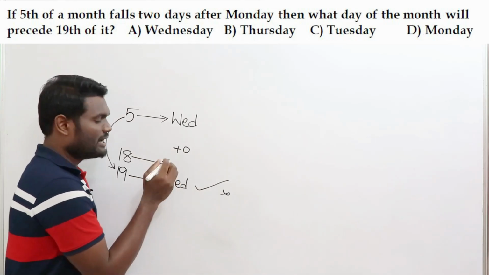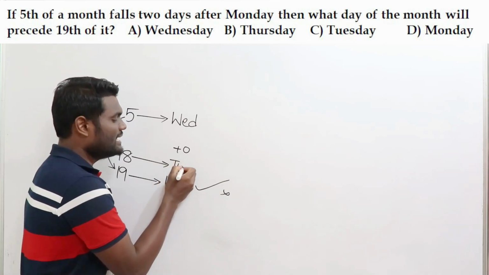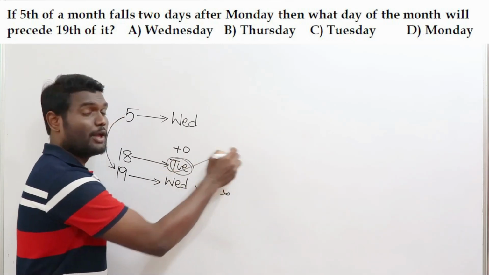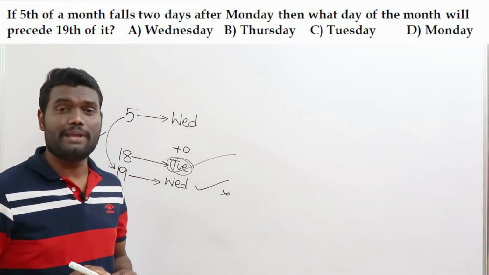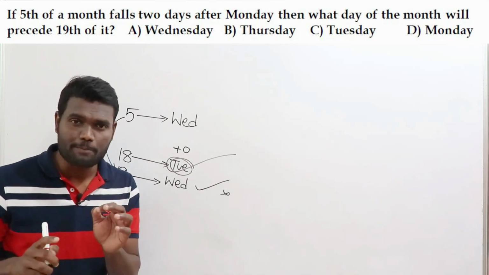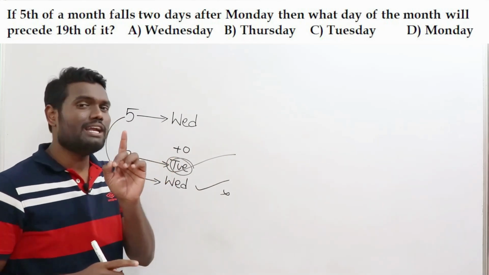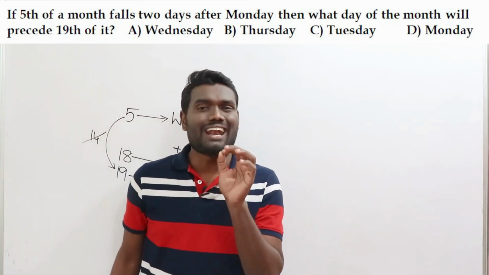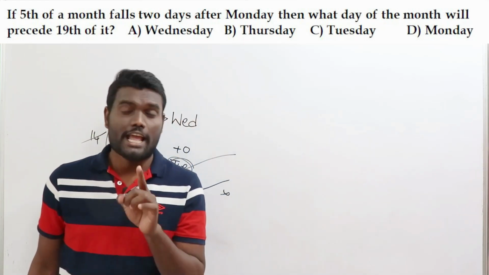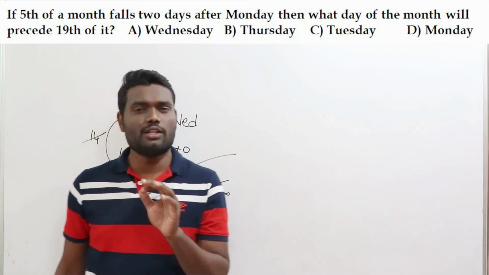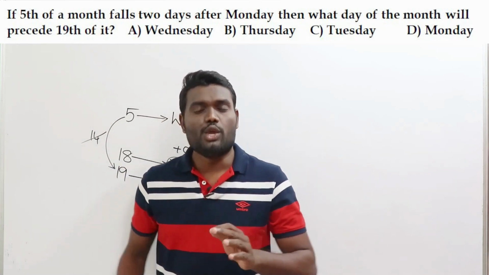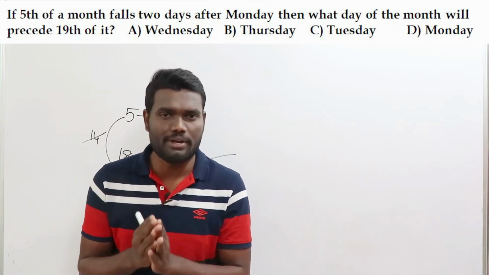If 19th is Wednesday, we can say that 18th is going to be Tuesday, which means Tuesday is going to be your right answer. Okay, maybe now if you are going to lose the mark here, the only reason behind that is you are lazy while you're reading the questions. If you are lazy while reading the questions, then you are supposed to lose your marks in examinations.